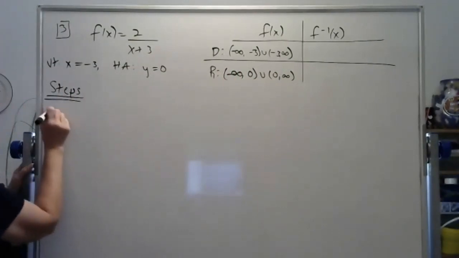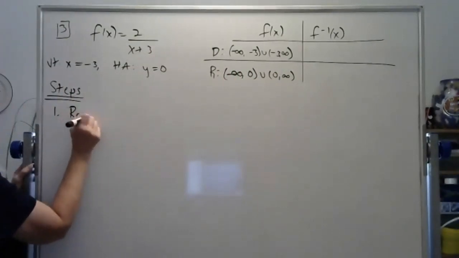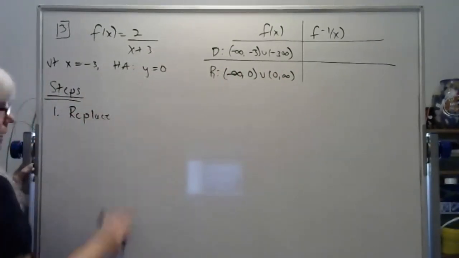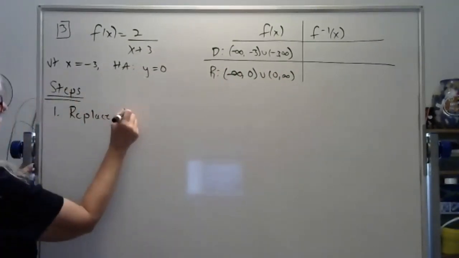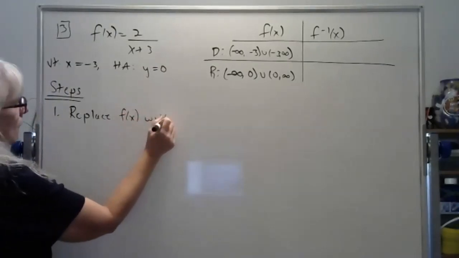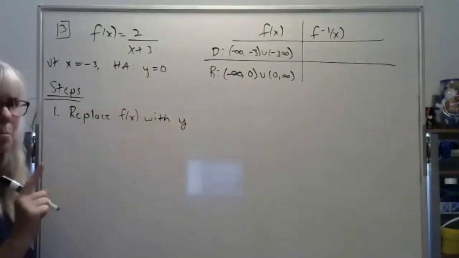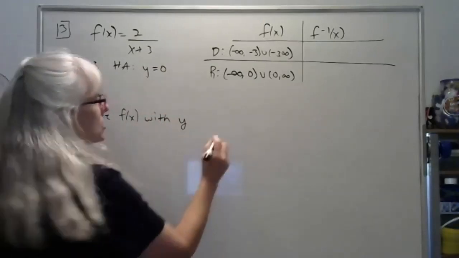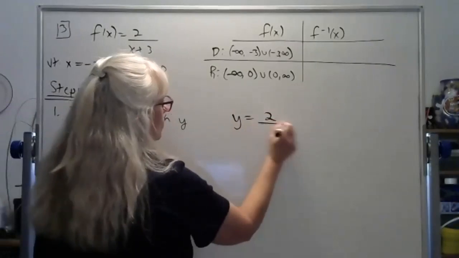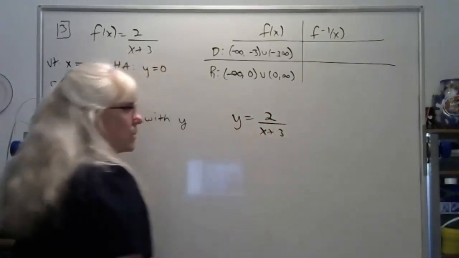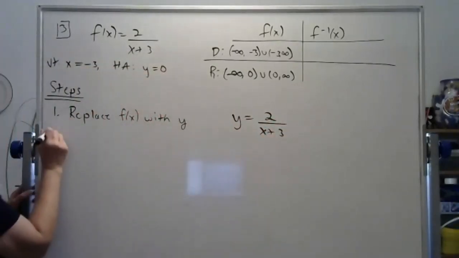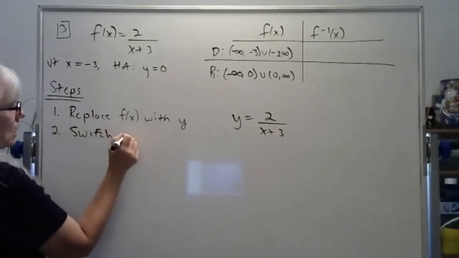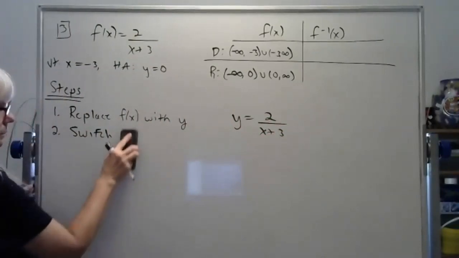So the very first thing you're going to do is replace f of x with y. And that's because we just think better in terms of y. You're used to solving in terms of y. So we're going to rewrite this as y equals 2 over x plus 3. Our next step is going to be to come in and switch x and y.